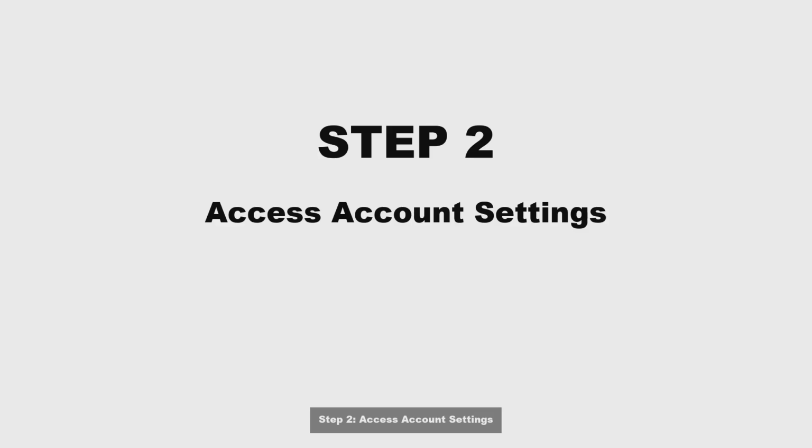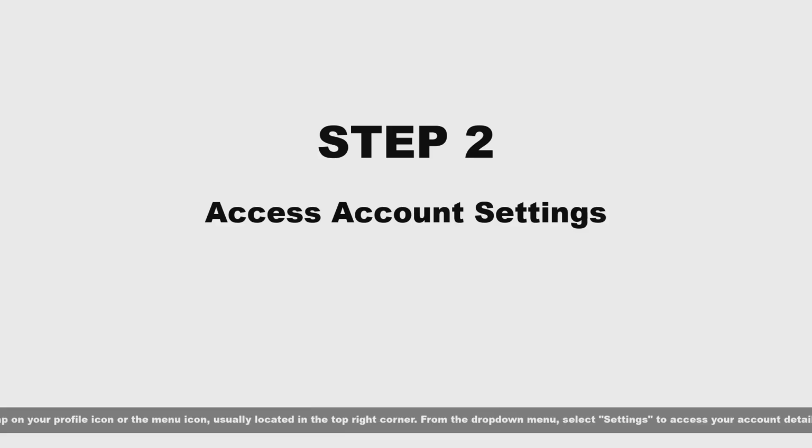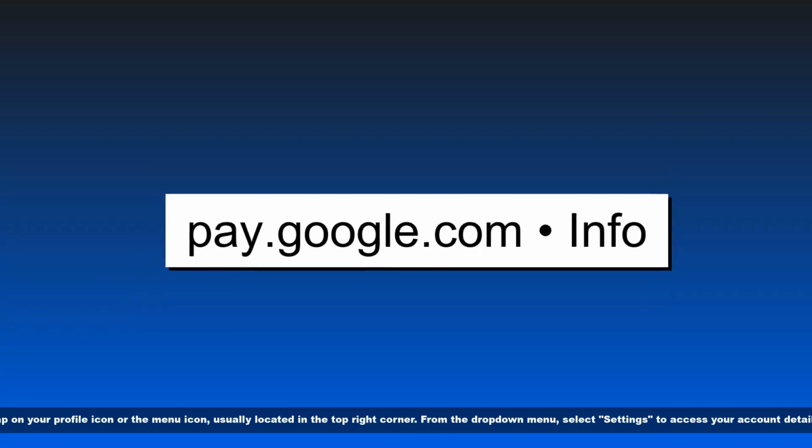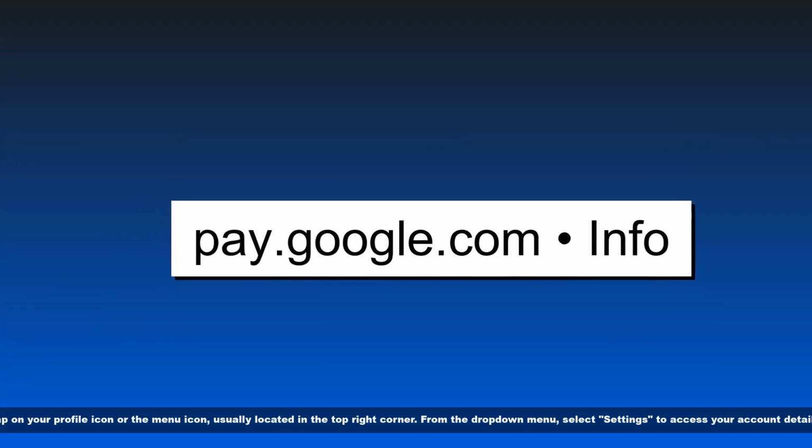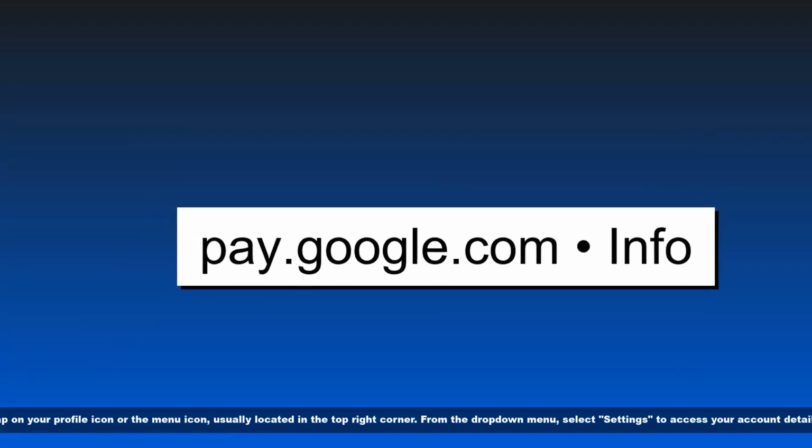Step 2. Access account settings. Tap on your profile icon or the menu icon, usually located in the top right corner. From the drop-down menu, select Settings to access your account details.